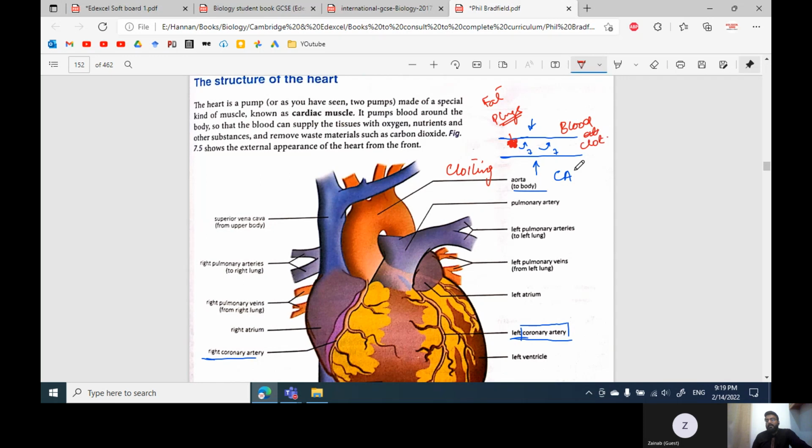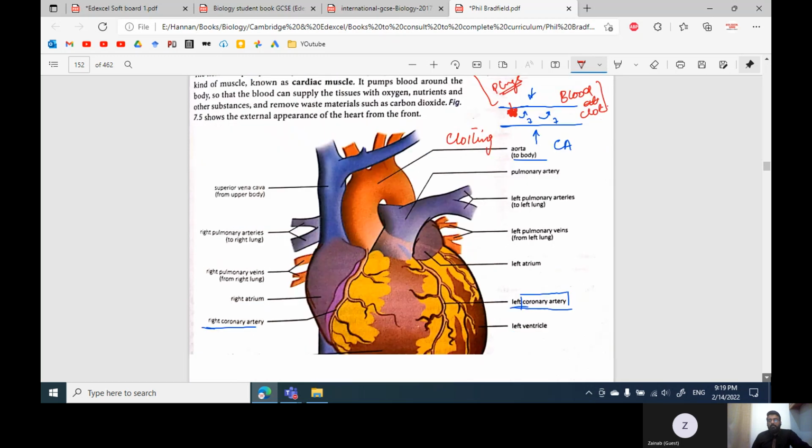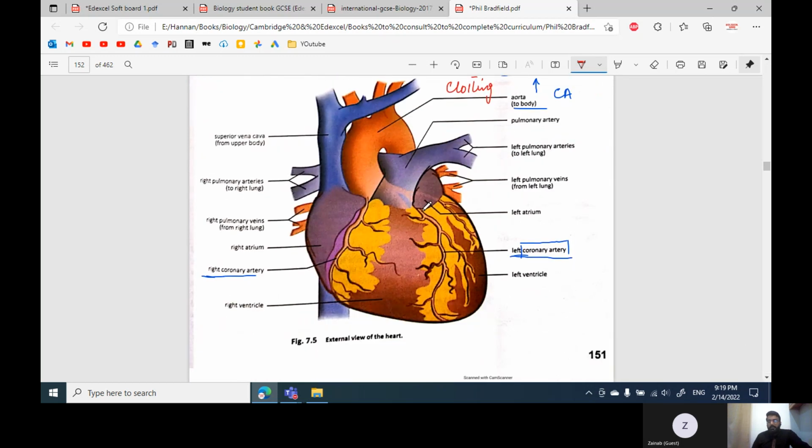And this coronary artery is crucial, because whatever the type of blockage, fat plug or blood clot, the blood would not be able to pass through these arteries. Now I am coming to the consequences. The blood will not be able to pass through these arteries.